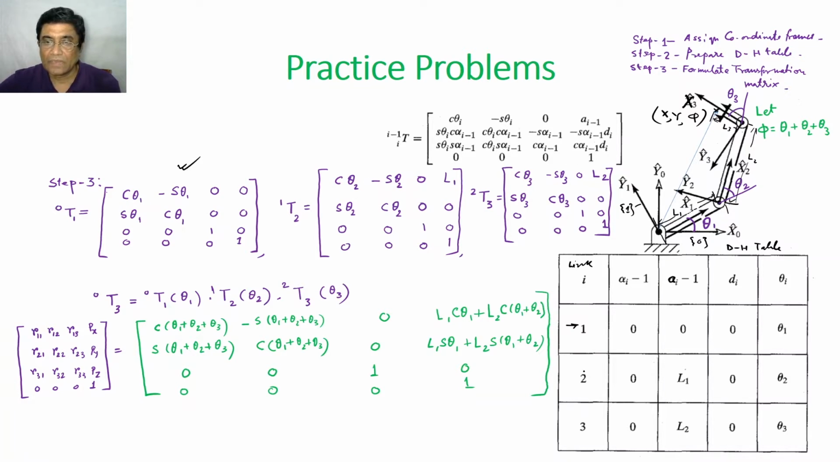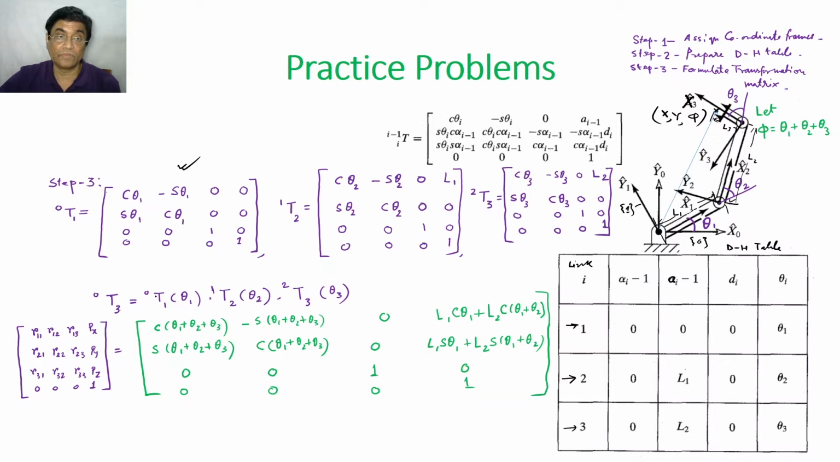Similarly, read this and put all these parameters here, and to get T2, 1, you will get this. Similarly, come here and again use this and put all the parameters written over here to get this one. So once you get all the individual link matrices, then you are in a position to write down the model, that is, the equation of the manipulator.